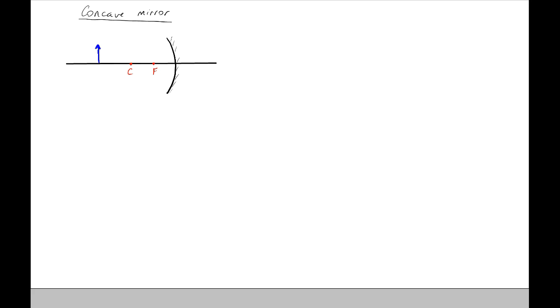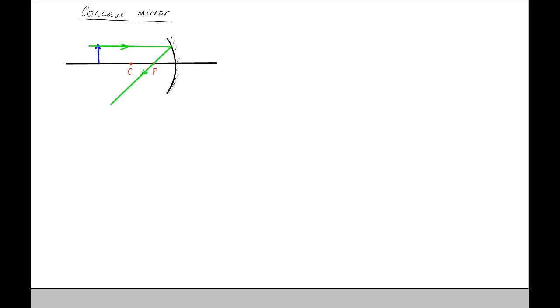So the first one is going to go parallel to the principal axis and strike the mirror. So that goes from the tip of the object parallel to the principal axis, and that particular wave is going to reflect through the focus. So we always like to put arrows on our beams, so the beam goes incident in this way, and that is the reflected beam.